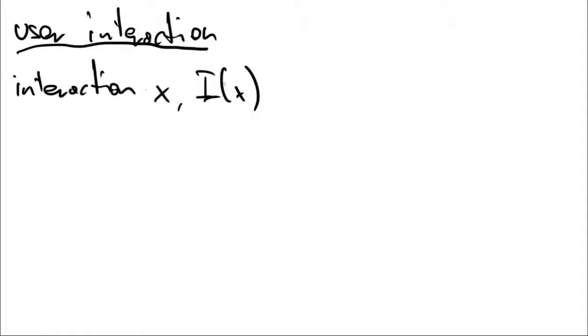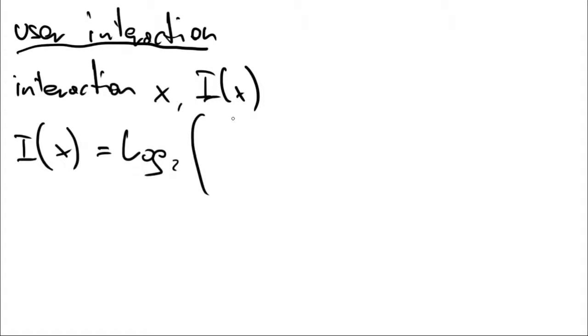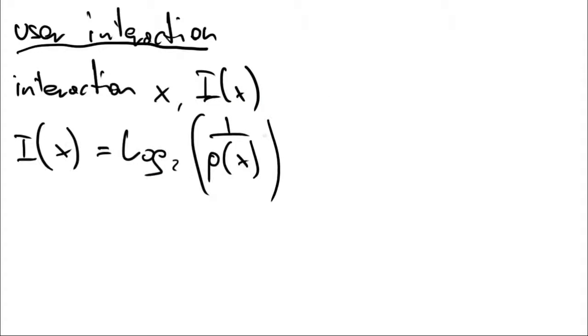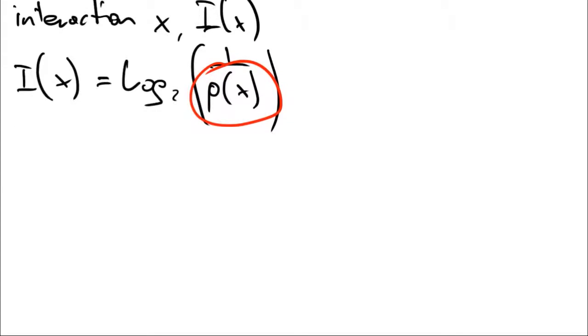To compute the information content of some interaction x, we just use the formula. So I of x is the logarithm of 1 divided by the probability of that event taking place. Now we could just solve that formula, but the one thing that we actually need is this p of x. We don't have it yet, but we have to get it somewhere. So this is the next step we did with the plugin.